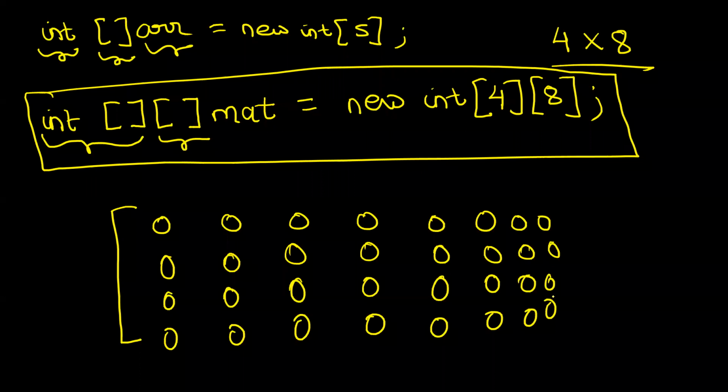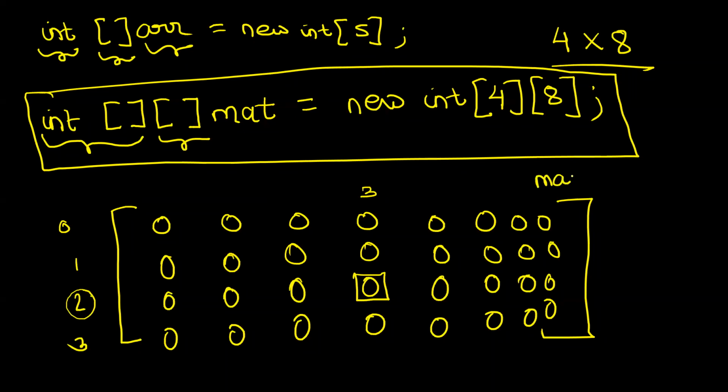Now, what if I want to print the contents of a particular location? Let's say I want to change, let me number them 0, 1, 2, 3, I want to go to the row with index 2, and the column with, let's say 0, 1, 2, 3, column with index 3. And I want to change the value here to 8. So what will I do? How do I access a particular element? Mat of, within brackets, I will specify the row index and then I will specify the column index.